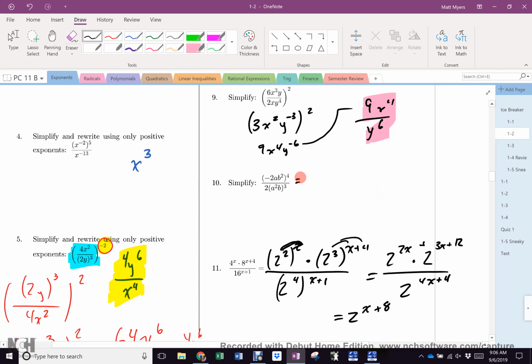So I brought the 4 in. So I add negative 2 to the 4th power, which is positive 16. A to the 4th, B to the 8th, over. Does this 3 affect the 2? No. 2, A to the 6th, B to the 3rd.